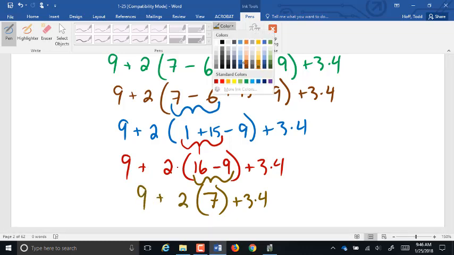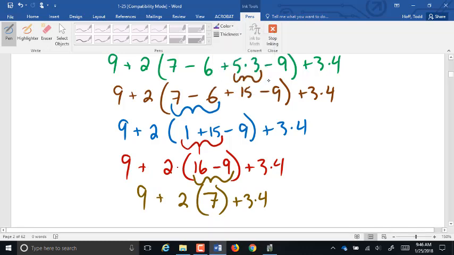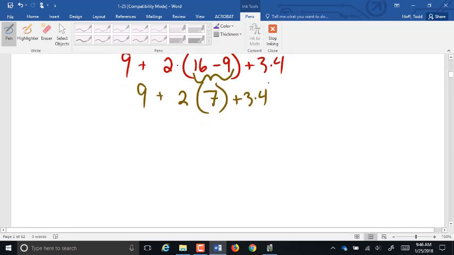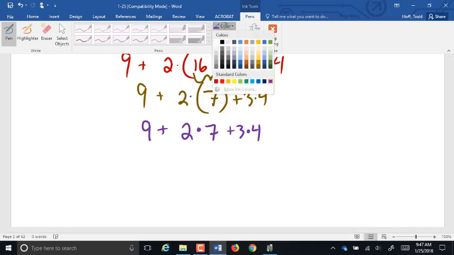So now once again, we've reduced what's inside an enclosing symbol to a single number. So we don't need the parentheses anymore. When we take them out, again, parentheses don't imply that we do anything to the number inside of it. But we do again have that implied operation of multiplication. It's 2 times 7. So now we're done in that parentheses.